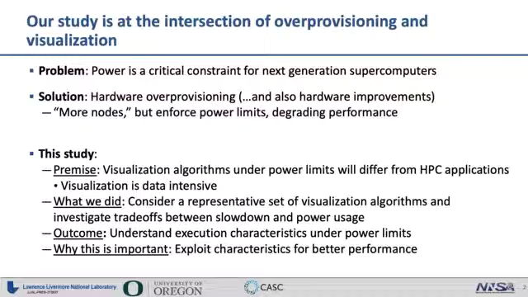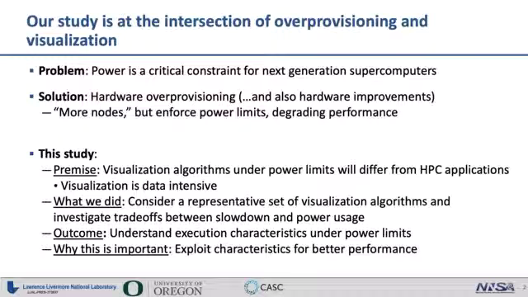One solution, in addition to general hardware improvements, is hardware over-provisioning, or over-provisioning for short. With this solution, we have a system that contains more nodes, but we enforce power limits across the nodes, thus degrading the performance of the running applications.